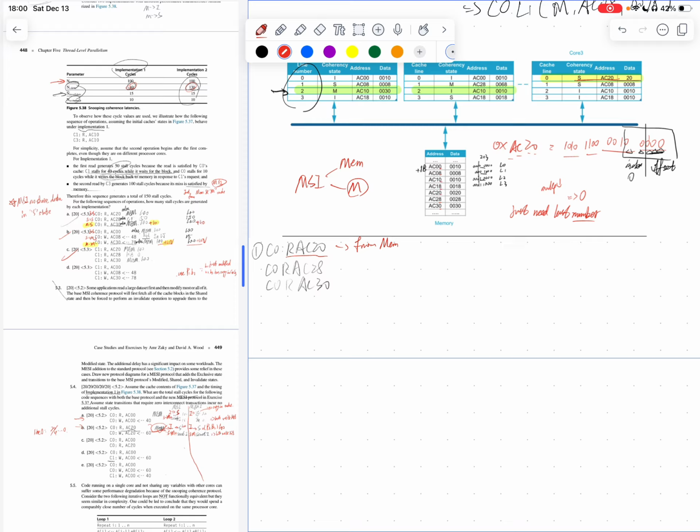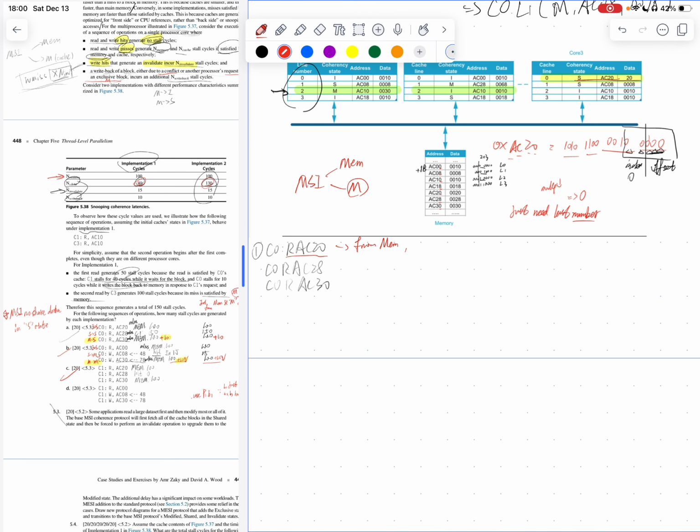right? Because C3 is not in a modified state. It's in a shared state. You get it from memory. So getting from memory will take us about, here it says every L2 takes 100 cycles. So that's for the first action. And then we see read AC28. The result after the first action will be C0 L0. It will be an S state with the address AC20 and the data 0020, right?